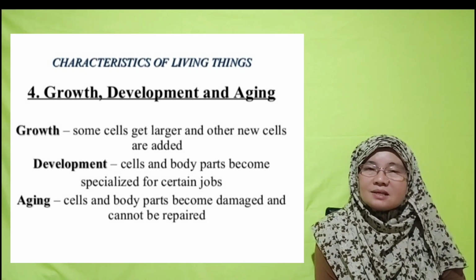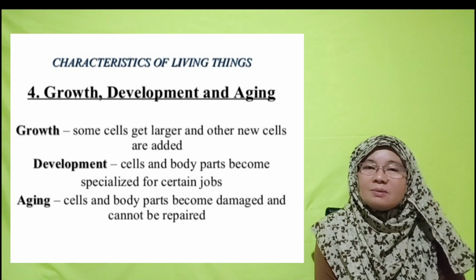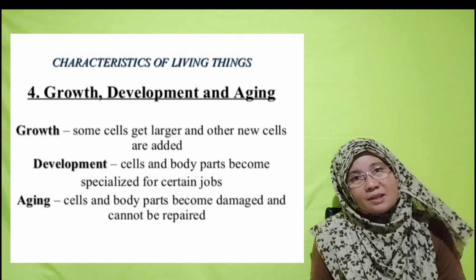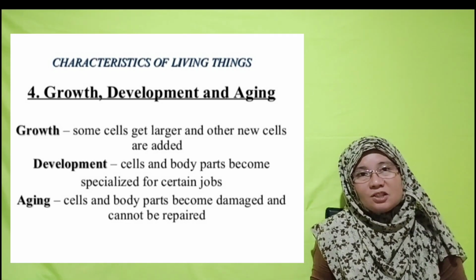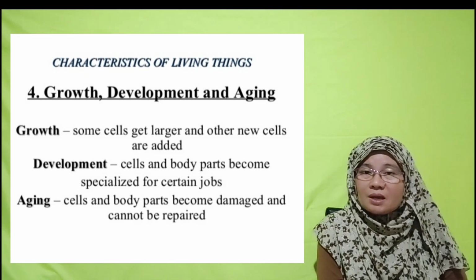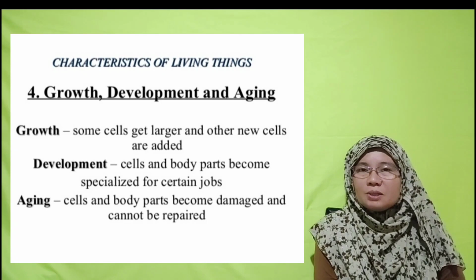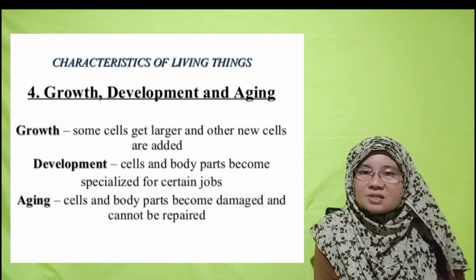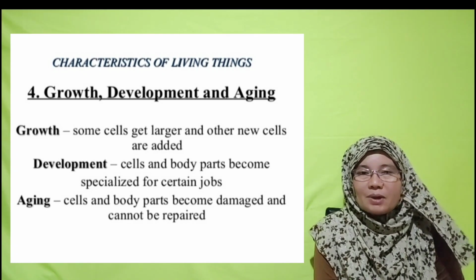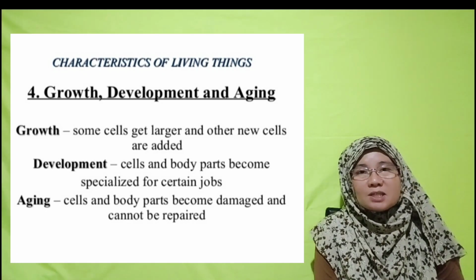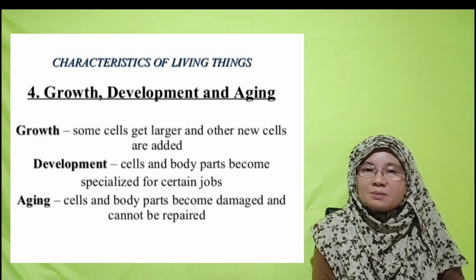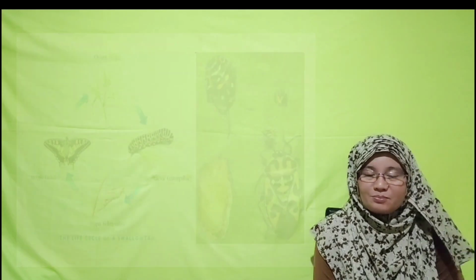All living things grow and develop. As human beings, we develop from infant, toddler, up to teenager, and then up to the point that we age. So that is the term aging. Growth: some cells get larger and other new cells are added. And development: cells and body parts become specialized for certain jobs. And aging: cells and body parts become damaged and cannot be repaired.